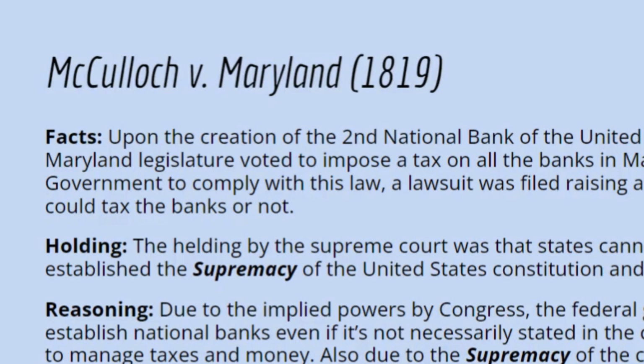The holding made by the Supreme Court was that the states cannot tax federal institutions, which ended up establishing the supremacy of the United States Constitution and how the federal laws have a higher amount of power and importance over the state laws. The reasoning behind this was that due to the implied powers by Congress, the federal government has the ability to establish national banks even if it's not necessarily stated in the Constitution because of the power to manage taxes and money. Also, due to the supremacy of the Constitution, federal laws are more powerful than state laws.